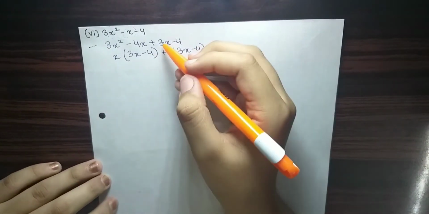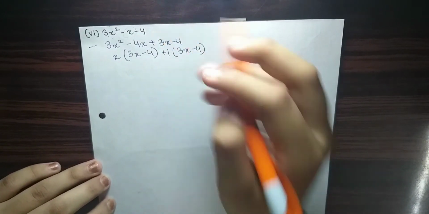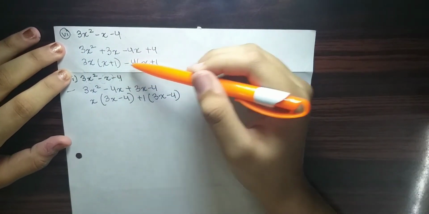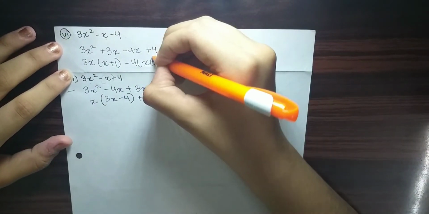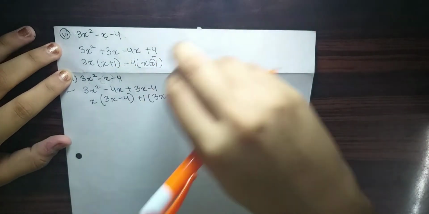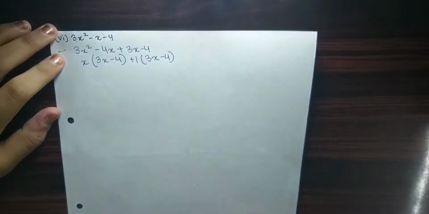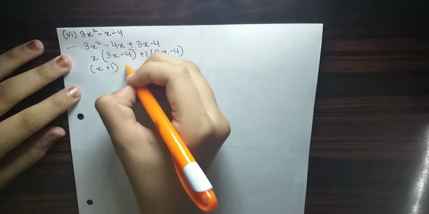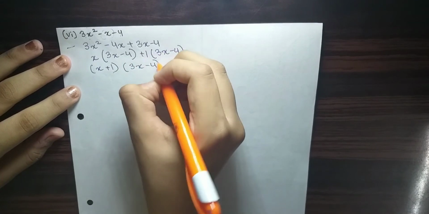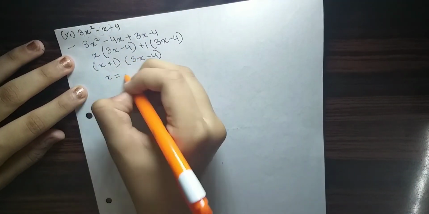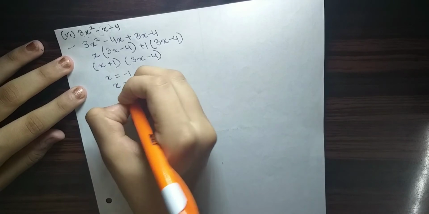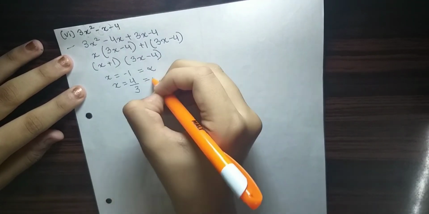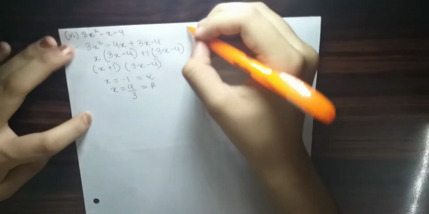Now here we could have taken 3 over here and 4 over here, but our answer would be coming as x plus 1, and over here I would have to put a negative sign, and so it would not be equal. So we are going to take it in this way. Now on taking common, I'm going to get x plus 1 bracket 3x minus 4. So x equals to negative 1 and x equals to 4 upon 3. Let's consider negative 1 to be alpha and 4 upon 3 to be beta.